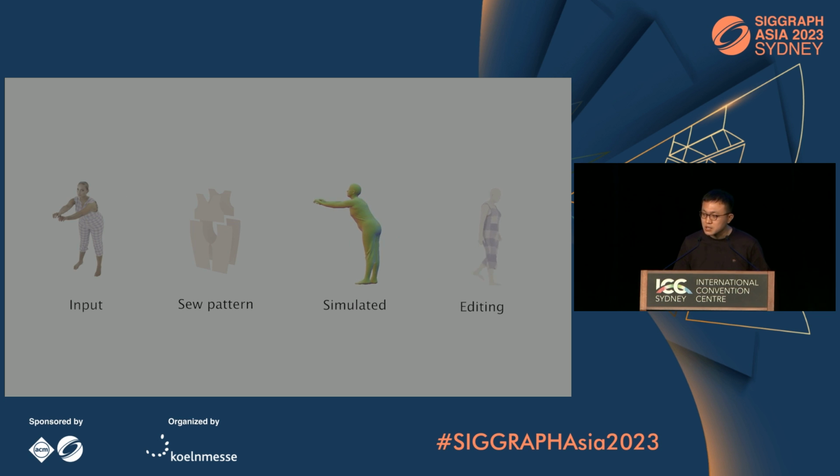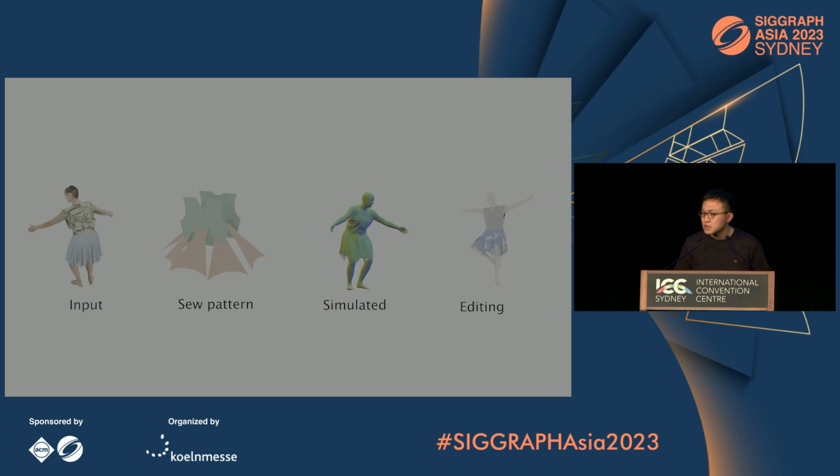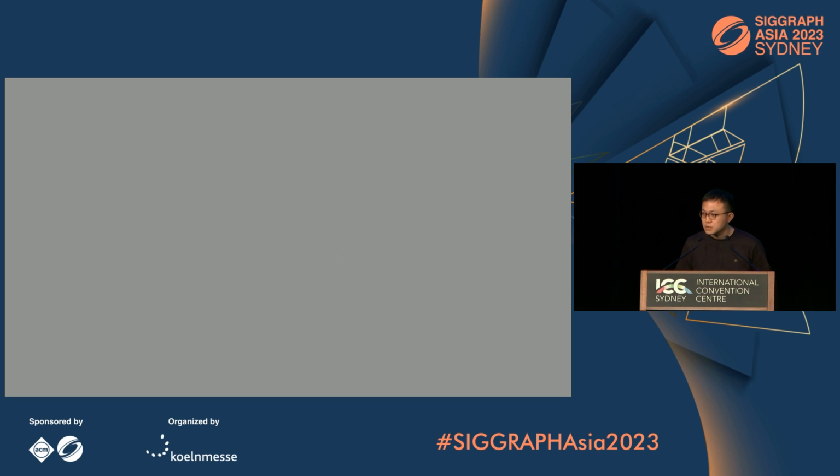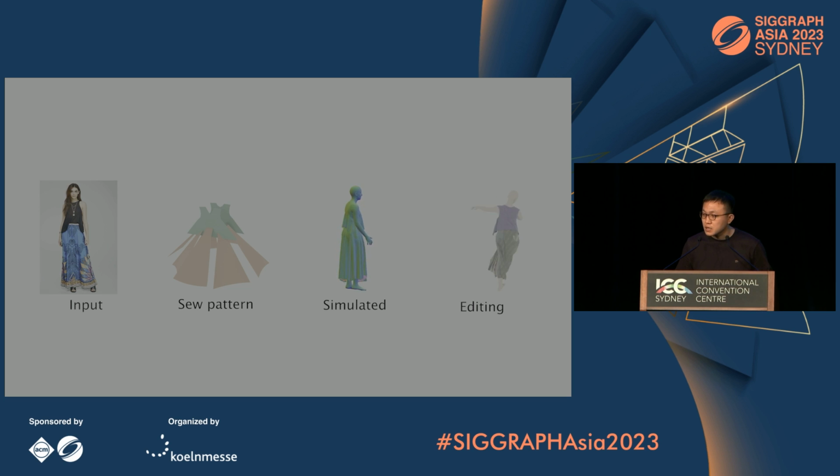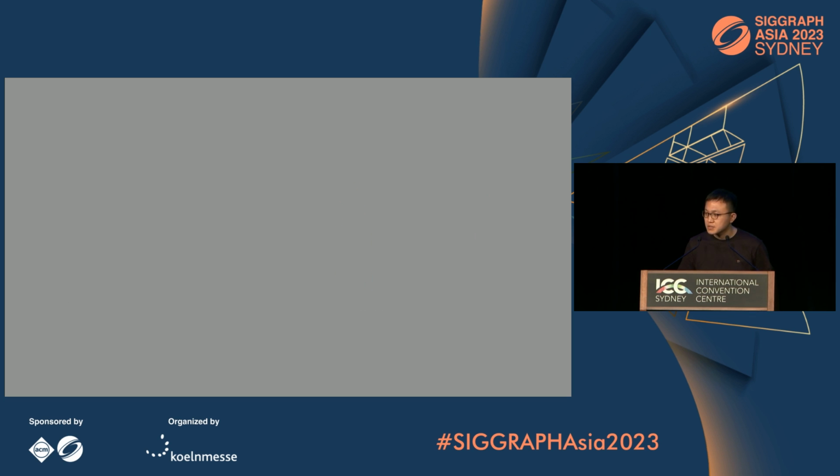Our garment reconstruction allows for human animation in a physically plausible manner, enabling garments to move seamlessly and naturally in accordance with human body movement.